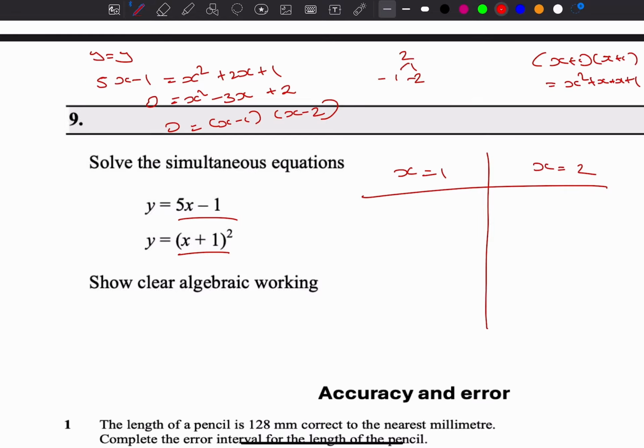If x is 1, I'm just going to substitute into this guy. Y equals 5 bracket 1 minus 1. That's 4. No, that's not 4, that's 5. 5 times 1 is 5, minus 1 is 4. Y equals 5 bracket 2 minus 1, that's 10. Y equals 9. And those are your answers.